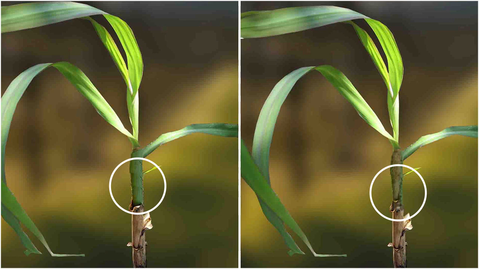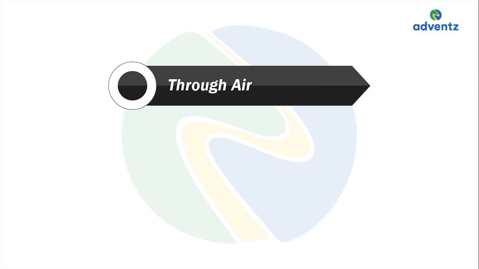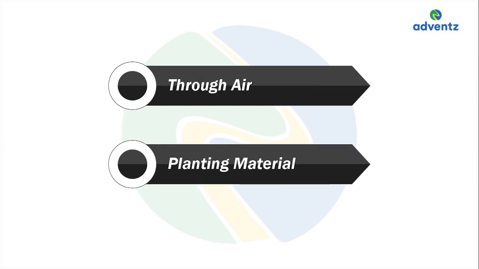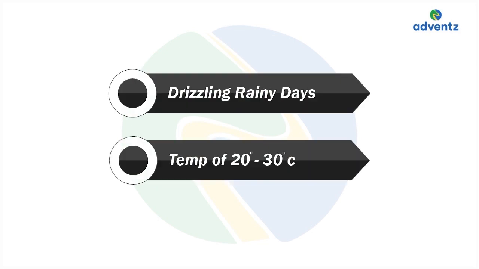The base of affected leaves is often narrower than that of the normal leaves. There are chlorotic areas at the base of young leaves followed by distortion, which is wrinkling and twisting and shortening of affected leaves. The perpetuation is primarily through air, and secondary infections are through the infected planting material, splashed rain, irrigation water and soil. Favorable conditions are drizzling rainy days and a temperature of 20 to 30 degrees Celsius.